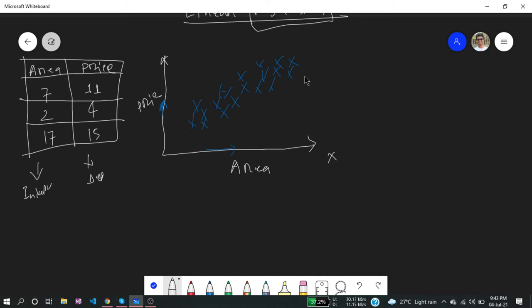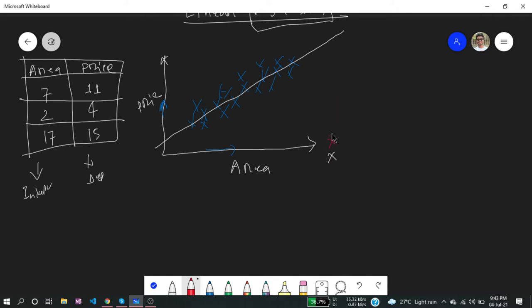So can't we say that if we can find a line which is the best fit line for this linear kind of dataset, we can predict what the price would be in the future? Suppose this is the linear line, and now a new value has come here. Suppose this is your new value.